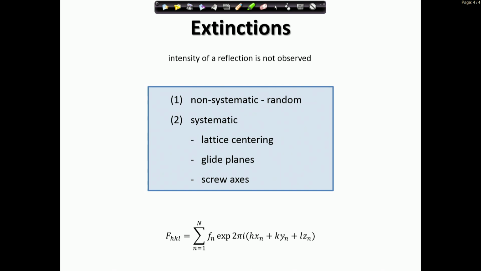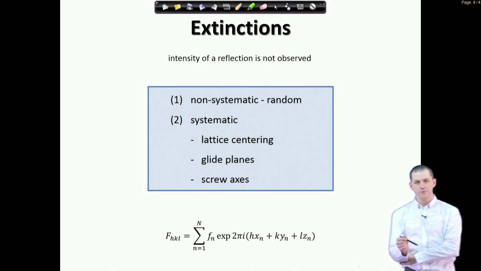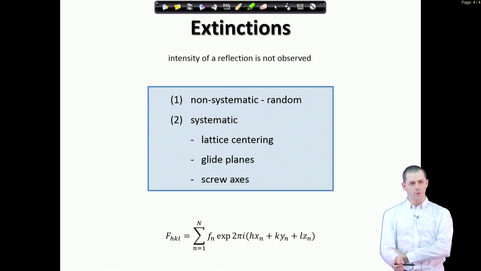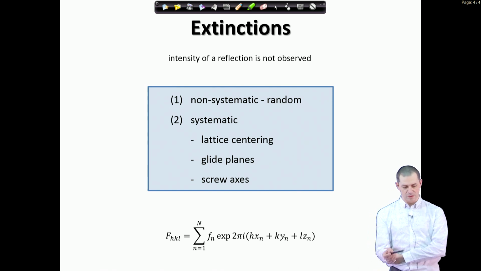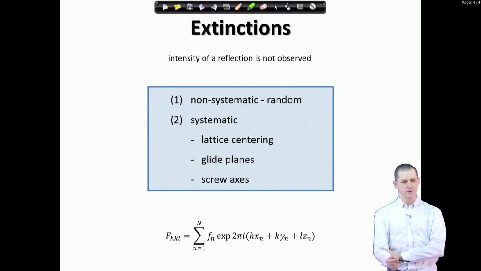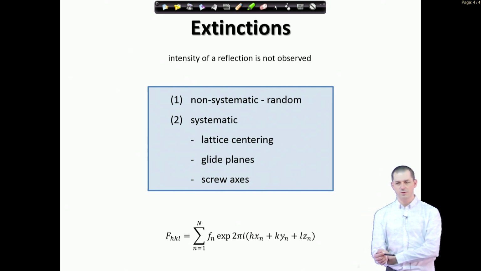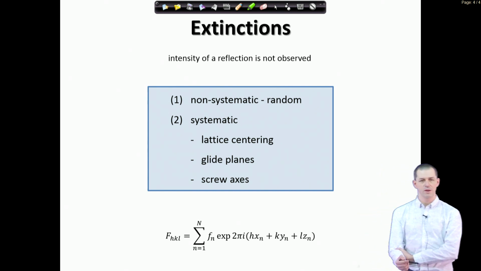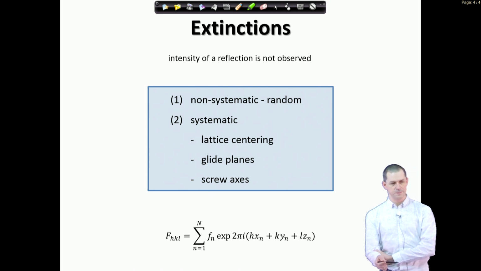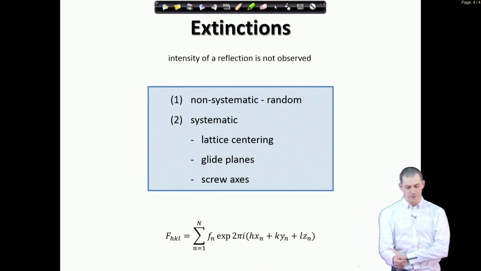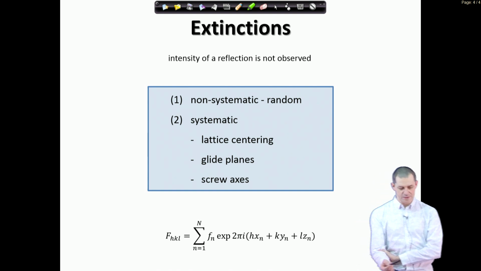A very important consequence of the structure factor formula and a very important property of diffraction are so-called reflection extinctions or reflection absences. So in the presence of certain features in the structure, certain reflection amplitudes go to zero. There are two types of extinctions or absences. You can hear both words for the same thing.